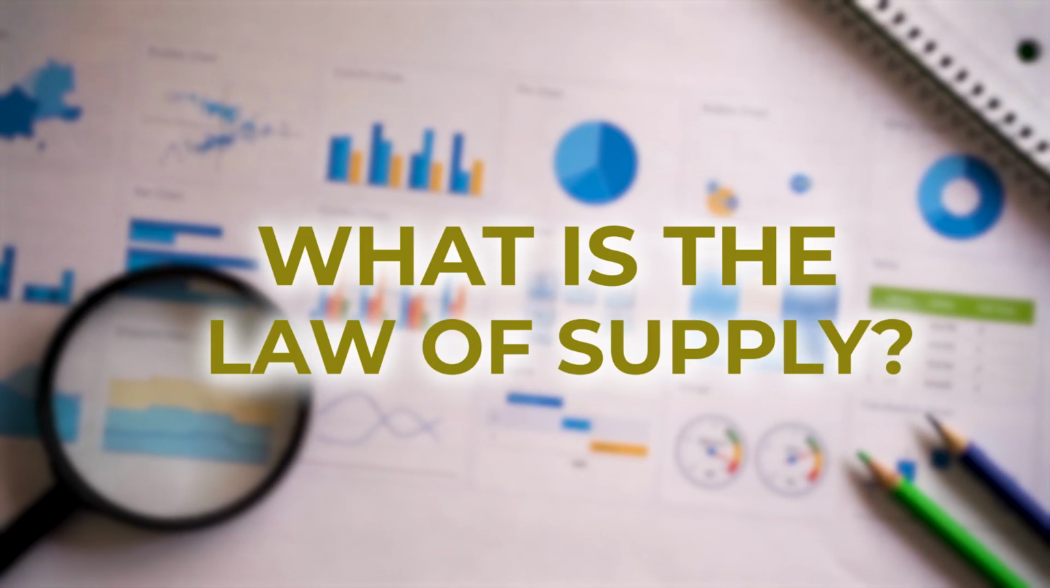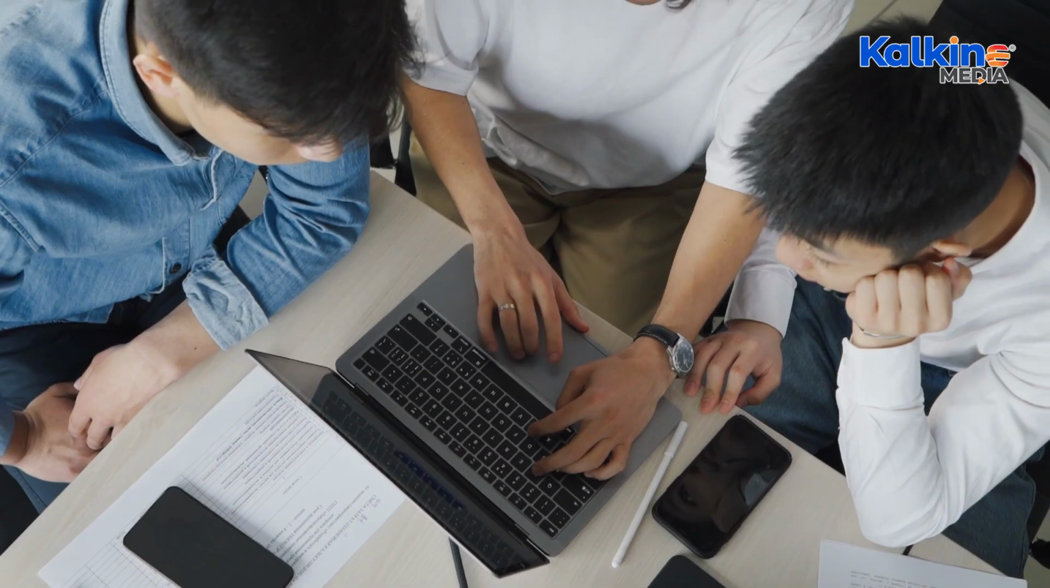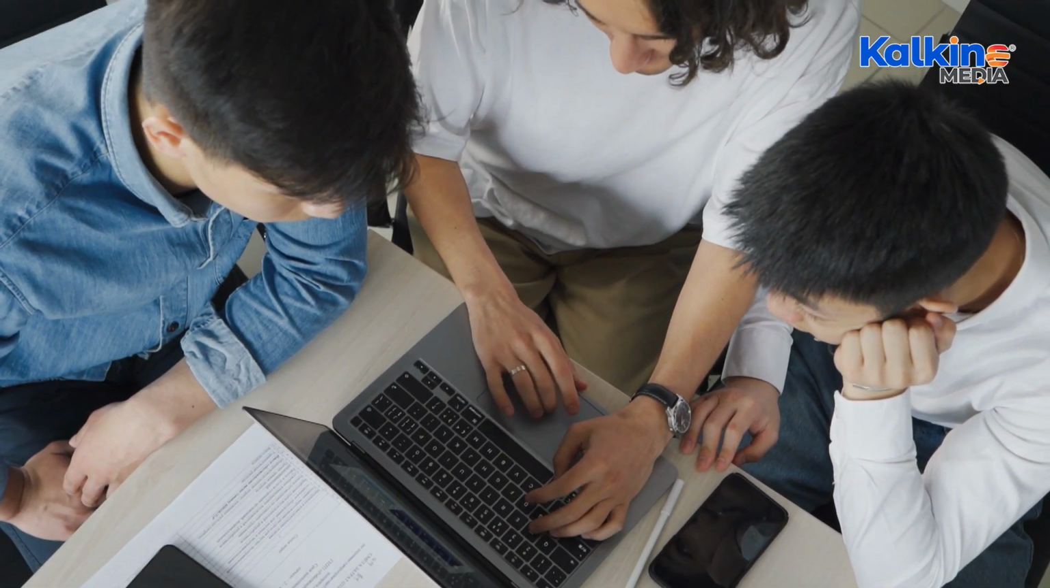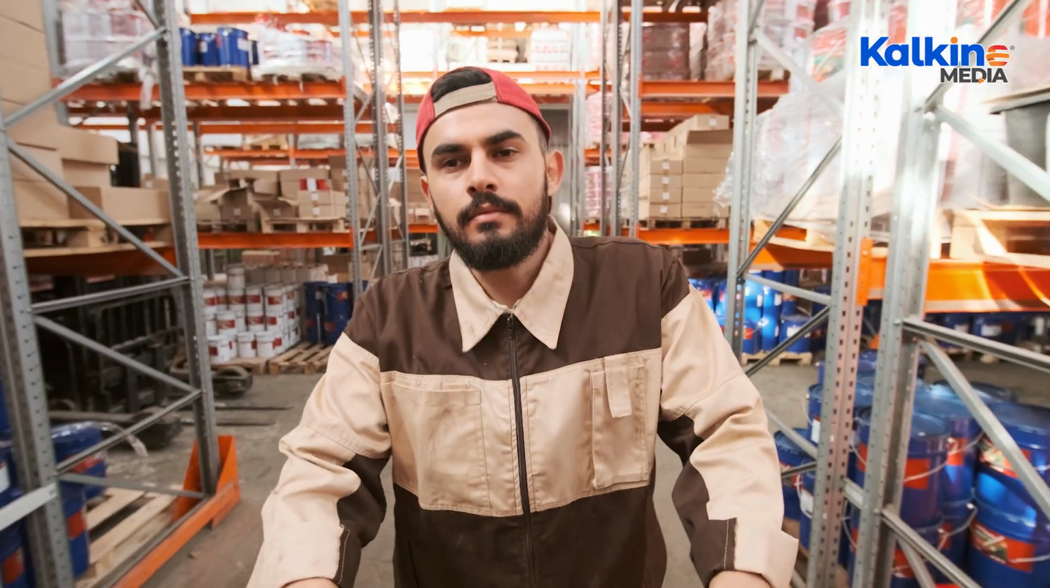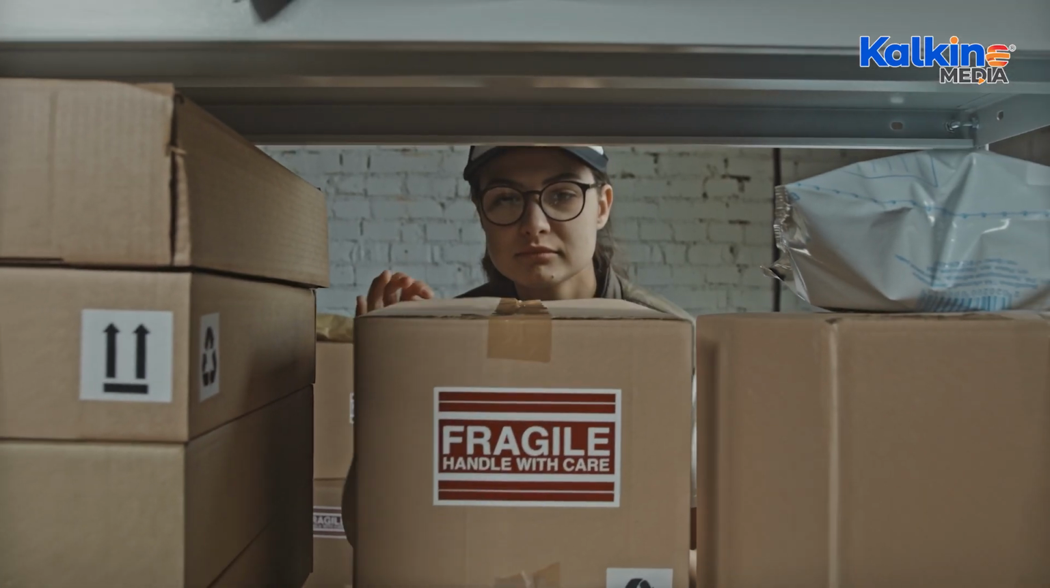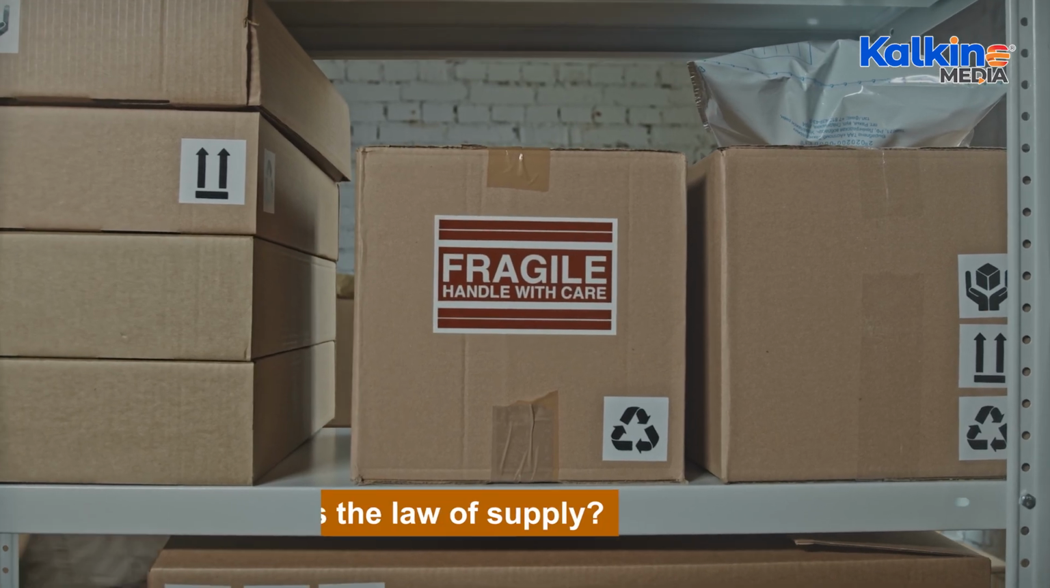What is the law of supply? The law of supply states that, assuming all other factors remain constant, an increase in the price of a commodity leads to an increase in its supply. Price and quantity supplied move in the same direction because higher prices encourage producers to increase production and sales.